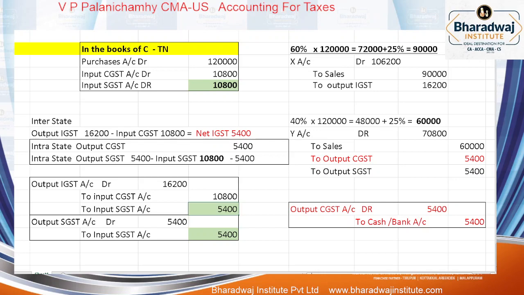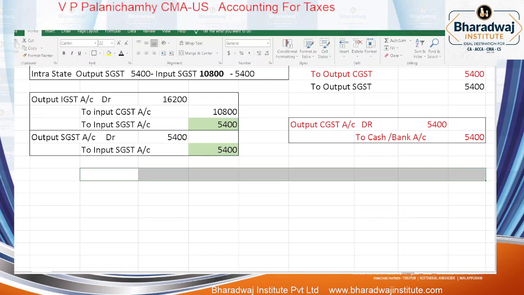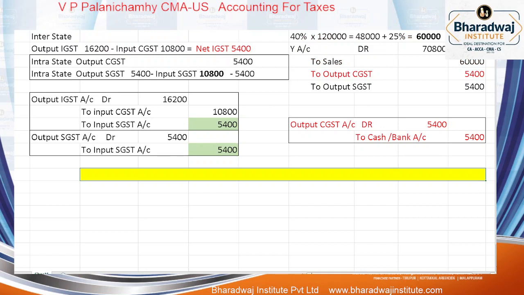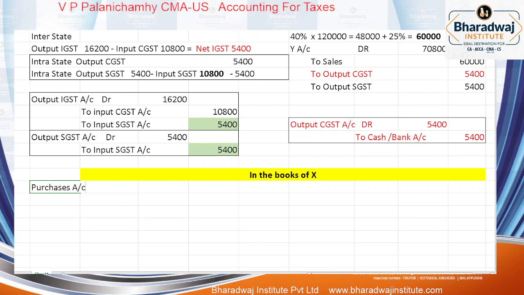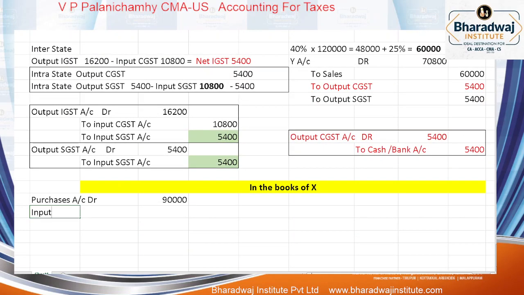Next, we ask you in the books of which party? X. Start next. In the books of X, he is purchasing. What is the entry he'll pass? Purchases account debtor. What is the purchased goods value? 90,000. He will pay input IGST. Input IGST account debtor, how much would he have paid? So to whom? From whom it is purchased? To C account.